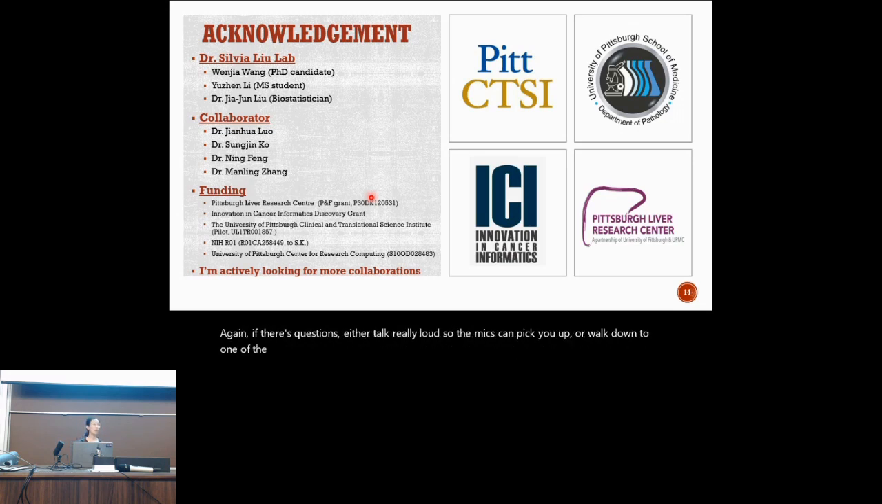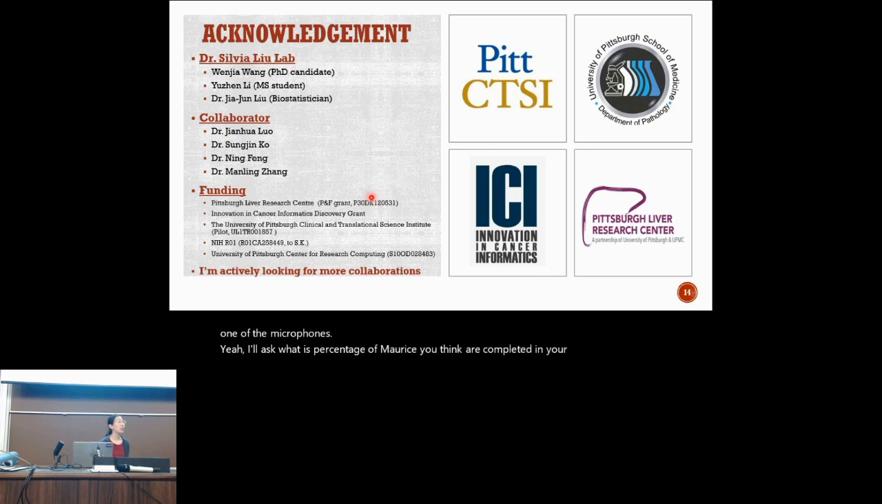What percentage of libraries do you think are truncated in your data? Truncated, like fragmented libraries.